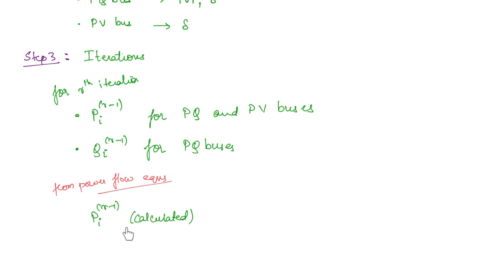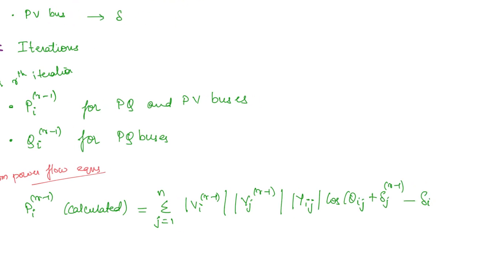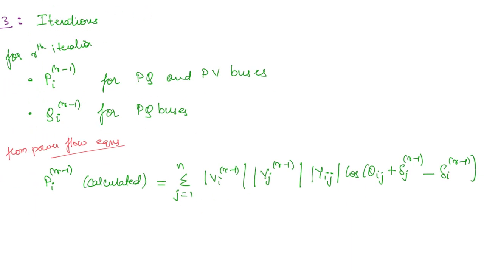So this calculated value you are going to write as equal to sigma j equals 1 to n, mod Vi (r minus 1th iteration), mod Vj (r minus 1), mod Yij, the admittance, cos of (theta ij plus delta j r minus 1 minus delta i r minus 1), right. So this will be the expression for the active power.